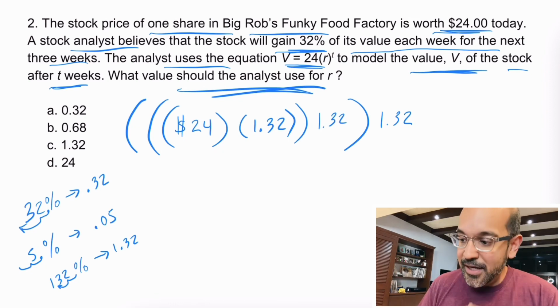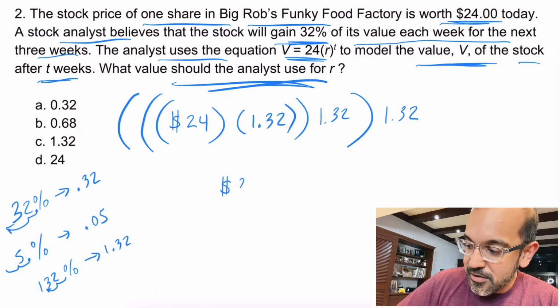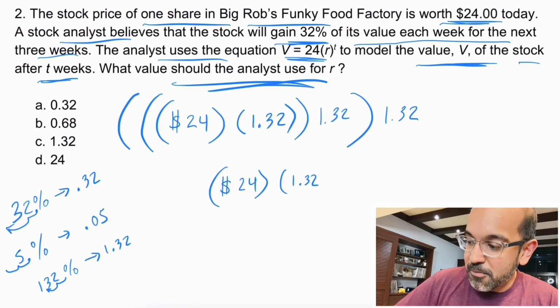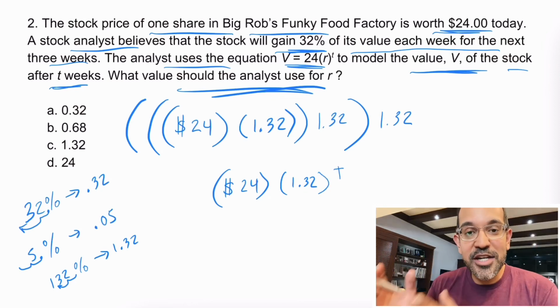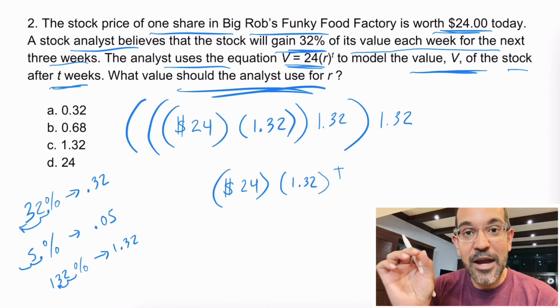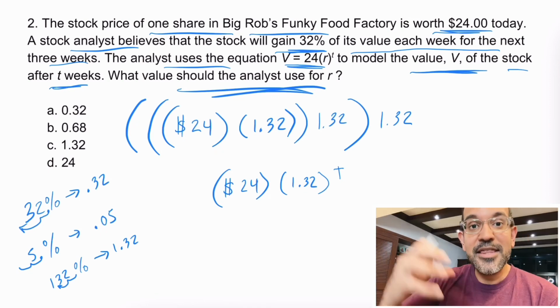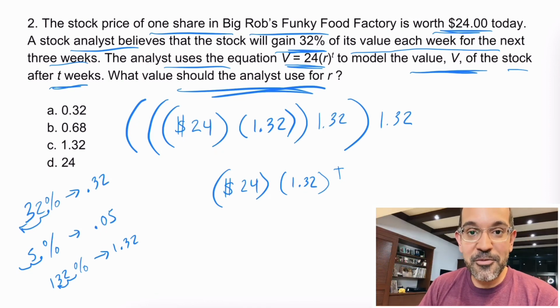So the bottom line is you have your starting value, $24, okay? Then you multiply it by 1.32, okay? And your T tells you how many times you're going to keep multiplying by 1.32. Every time your T increases, that's another multiple of 1.32.